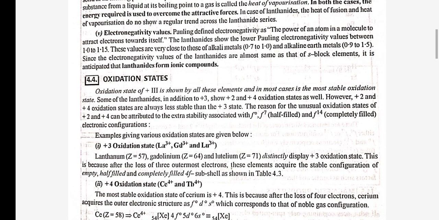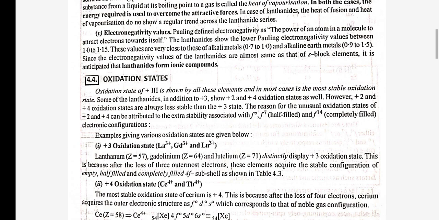Oxidation state. The oxidation state of +3 is shown by all these elements and in most cases is the most stable oxidation state of the lanthanoids. Some of the lanthanides, in addition to +3, show +2 and +4 oxidation states as well. However, +2 and +4 oxidation states are always less stable than the +3 state. The reason for the unusual +2 and +4 oxidation states can be attributed to the extra stability associated with f0, f7 half-filled and f14 completely filled electronic configurations.